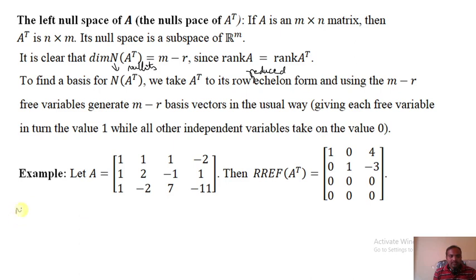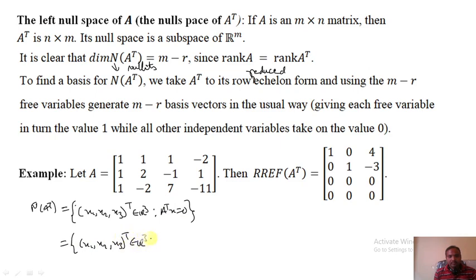Now, what does the null space of A transpose contain? The null space of A transpose is equal to the set of x1, x2, x3 belonging to R3 such that this is the row reduced echelon form of A transpose. That means A transpose x equals 0. This is the solution.